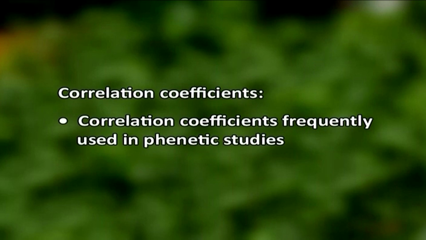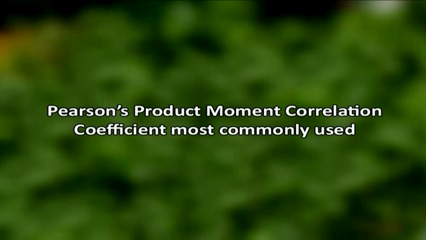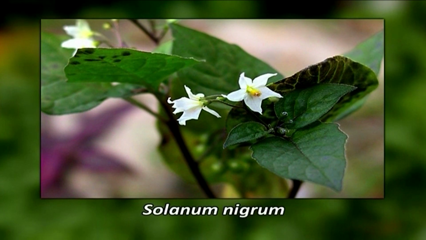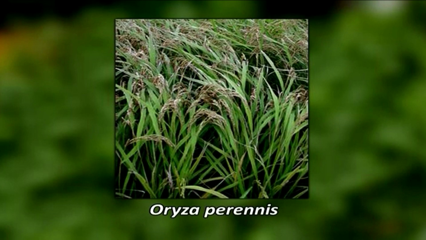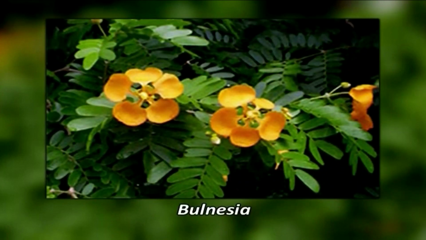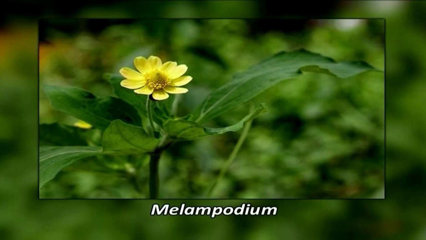Now, the correlation coefficients. Correlation coefficients are frequently used in phonetic studies. Pearson's product moment correlation coefficient is the most commonly used one. This correlation measure was used by Michener and Sokal in 1957 for taxonomic purpose for the first time, and subsequently it was used in many plant complexes like Solanum nigrum complex from Solanaceae family, and in the study of Oryza perennis from Poaceae, Balanites from Zygophyllaceae, and Melampodium from Asteraceae.